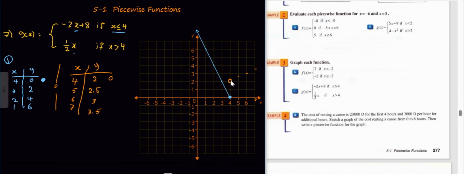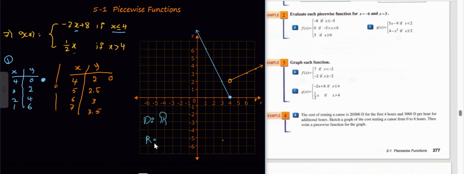Now connect them together. It goes like that. It goes for positive infinity. Okay. For the domain, we are going to look at the x-axis. As you see, the blue graph goes from negative infinity to positive infinity. It means we have a graph for every point of x. So the domain is the set of all real numbers, or we can just write R.